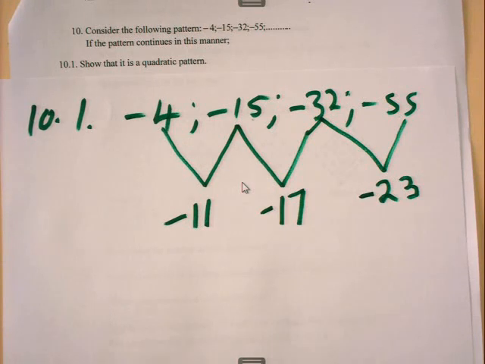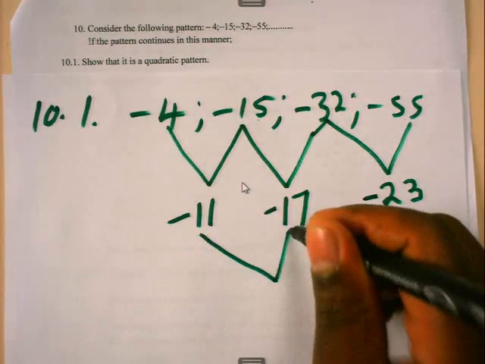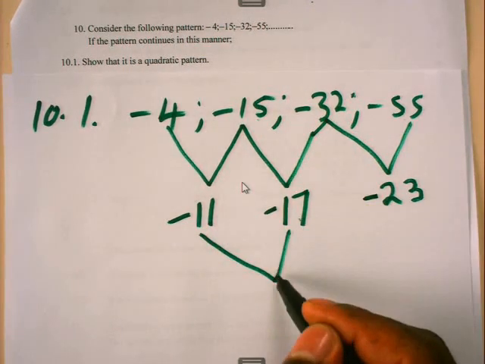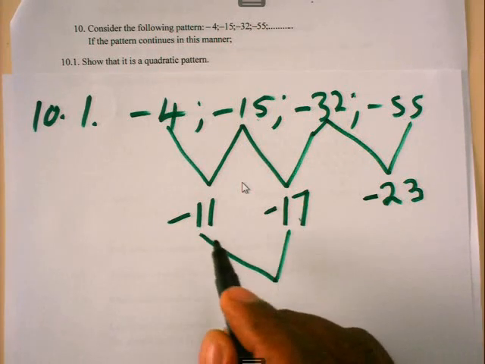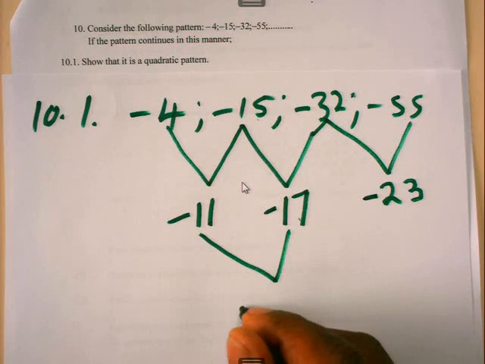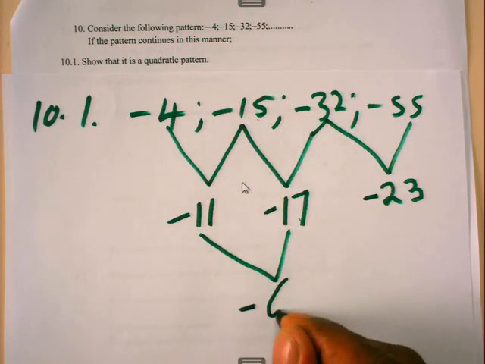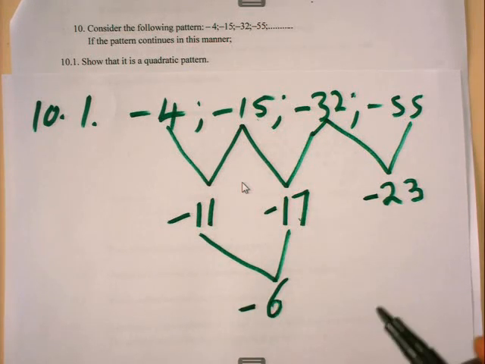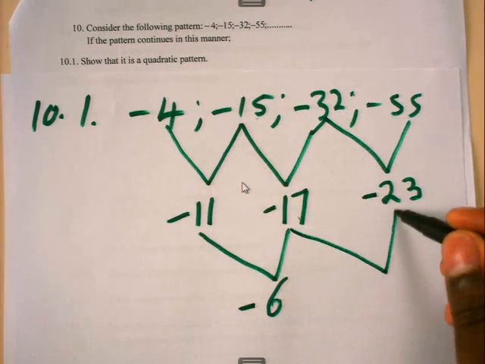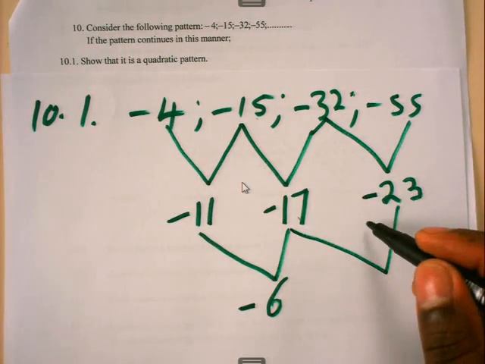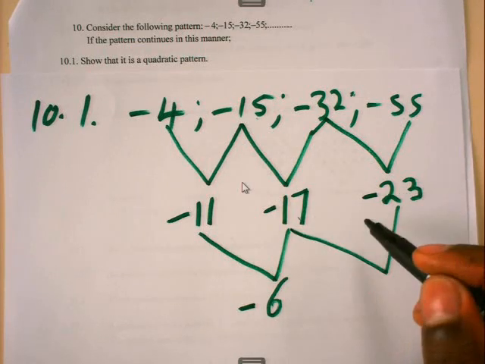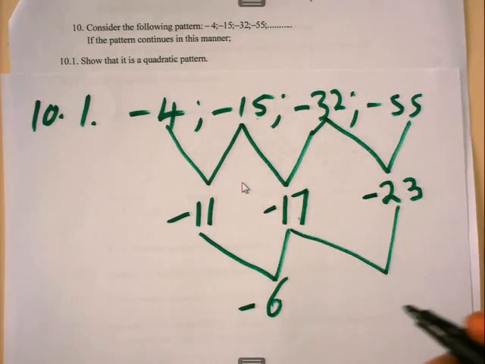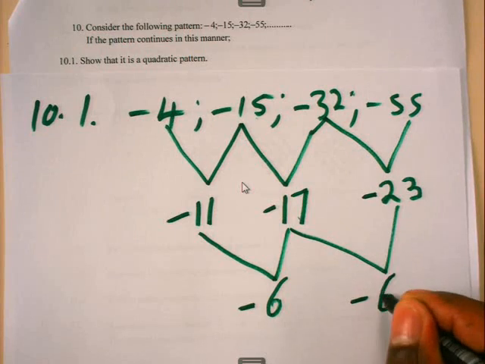Let's determine the second difference. -17, subtract -11. Then you end up with -6. Let's check: -23, subtract -17. The answer is still -6.